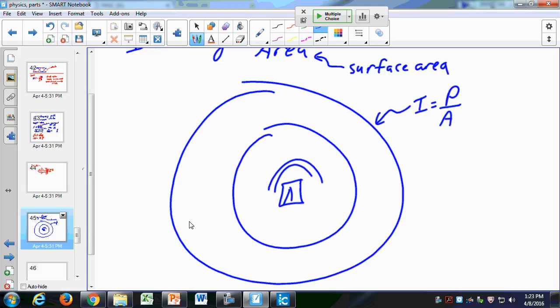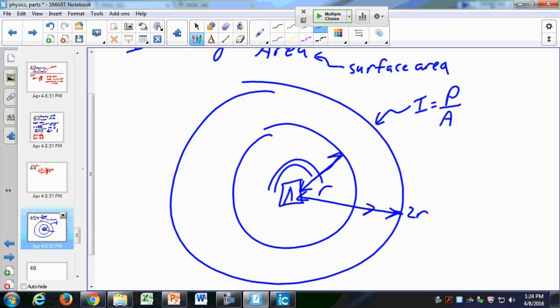What happens to the area of this sphere as I go from this point, let's call this a distance r, out to this point, which we'll call a distance 2r? What happens to the surface area? Does it get bigger or smaller? The surface area gets bigger, right? A ball this big versus a ball this big. By how much does it get bigger? If my radius is increased by a factor of 2, by how much does my area increase? By a factor of 4, right? Because the surface area of a sphere is 4 pi r squared.